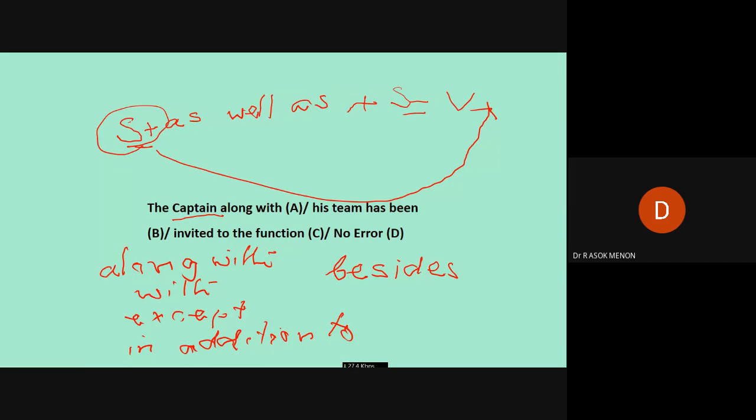In using these conjunctions that you can see on the screen, which are they? As well as, along with, except, in addition to, besides. These are commonly used such conjunctions. When using these conjunctions, always consider the first subject and its number, and the verb should be according to the number of the subject used first. If it happens to be singular, singular verb. If it happens to be plural, plural verb. That's all.